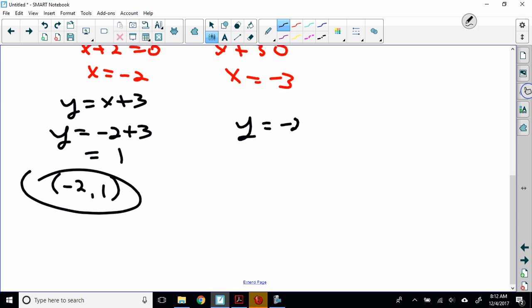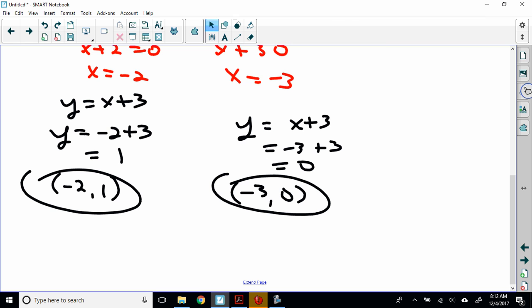Y equals negative 3 plus 3. Hold on a minute. Did I do that right? Oh, no, I did. Y equals x plus 3, so that's negative 3 plus 3, which is 0. So we got the point negative 3, 0. So those are our answers, our 2 points where these graphs meet.